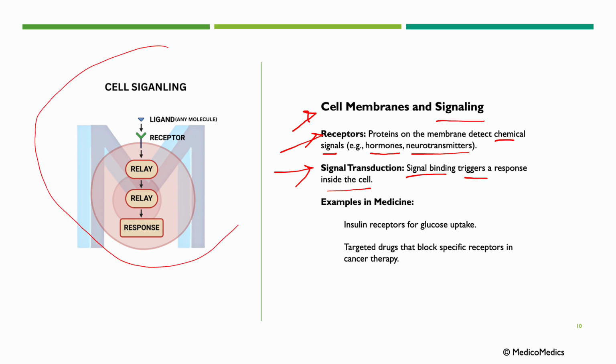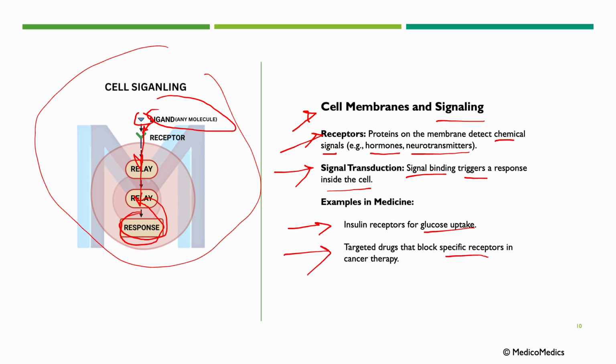So here is an illustration whereby a ligand, which can be any molecule, here in blue, is binding to a receptor on the cell membrane. When it's bound, there is a relay, right? Signal transduction is happening, arriving into the cell, creating a response. Examples of this in medicine could be insulin receptors for glucose uptake. Targeted drugs that block specific receptors in cancer therapy is another example in medicine where this is quite crucial.